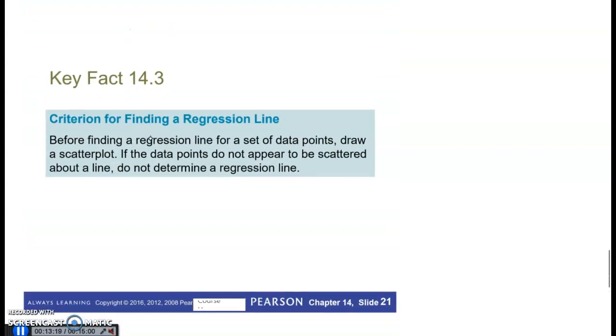And the last thing to keep in mind when starting any sort of regression analysis is that before finding a regression line, you actually need to have a scatter plot. And you need to look at that scatter plot and determine if those points appear to be scattered around an actual line. If you don't have that, then you should not move forward to finding that regression line. So you should be able to go through your work in 14.1 and 14.2.